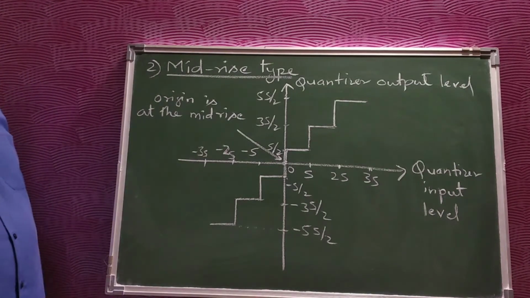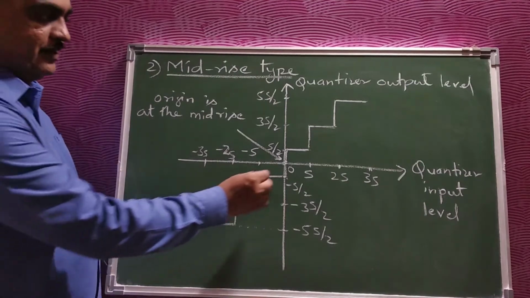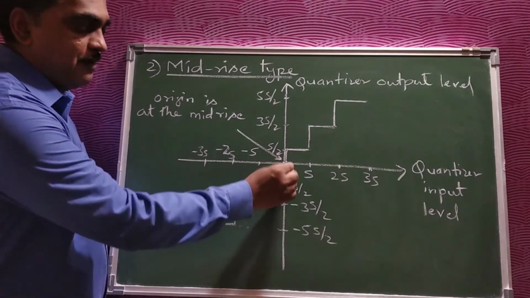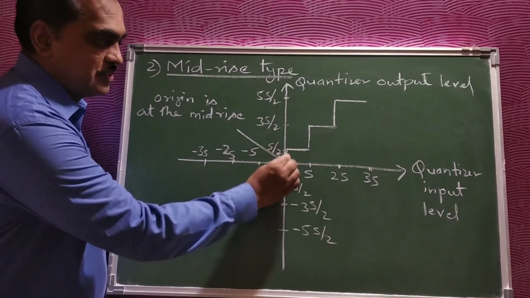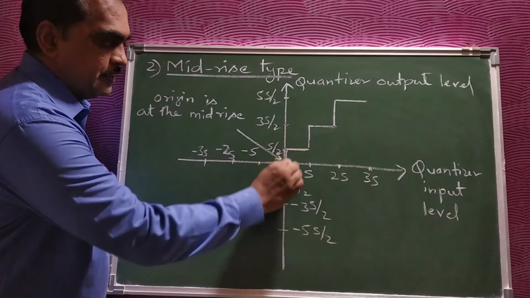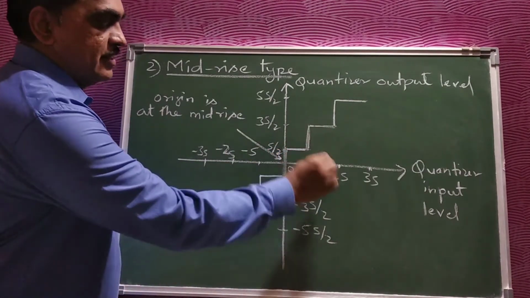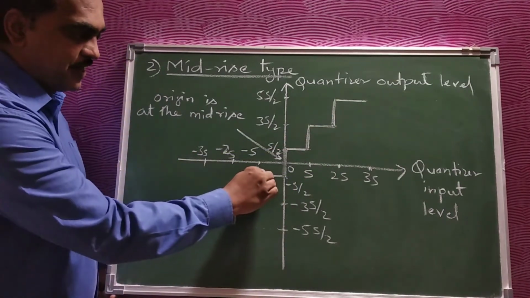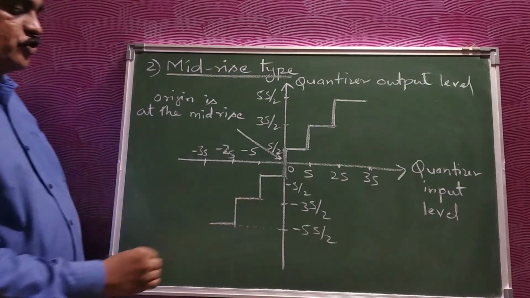Now, if you see the output behavior at the 0 point, the output is going to rise from minus S by 2 to plus S by 2. This is a rise part. Again, it is rising here at S. Again, it is rising here at 2S. Even here, it is rising at minus S and it is rising at minus 2S.